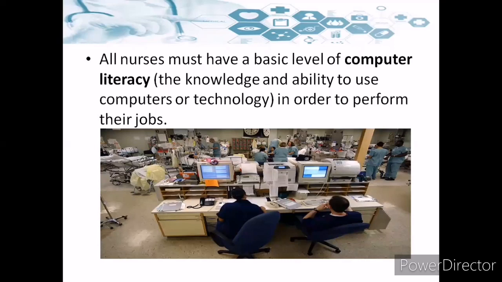All nurses must have a basic level of computer literacy. Computer literacy is the knowledge and ability to use computers or technology in order to perform their job. That is why you must be equipped and prepared to use computers and technology for the care of your patients.